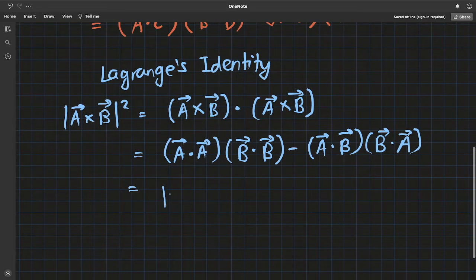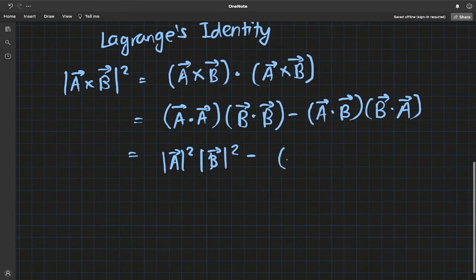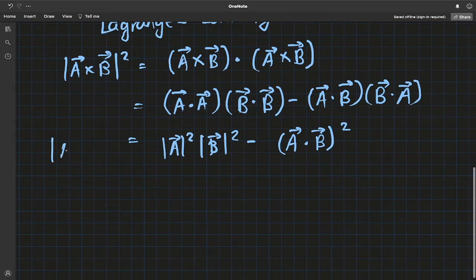So this will just be magnitude of A squared magnitude of B squared minus A dotted with B, but the whole thing squared.